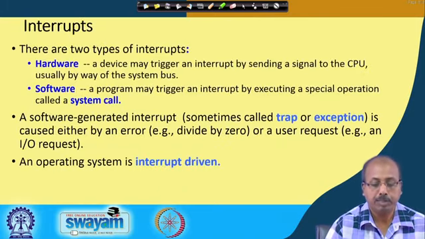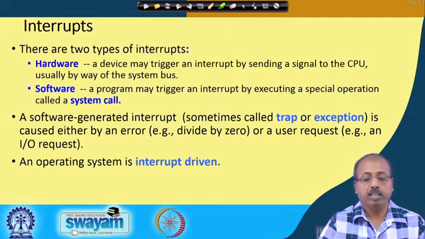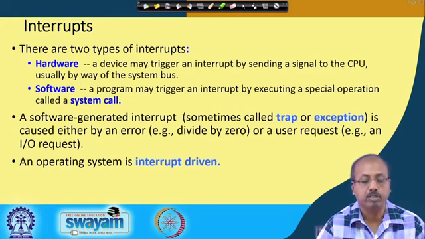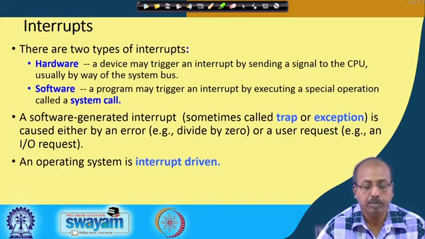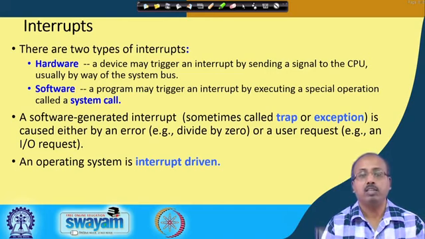There are two types of interrupts, as I said: one is the hardware interrupt and the other is the software interrupt. A hardware interrupt is when a device triggers an interrupt by sending a signal to the CPU, usually by way of the system bus. It is like this. Suppose I have a keyboard connected to my system.